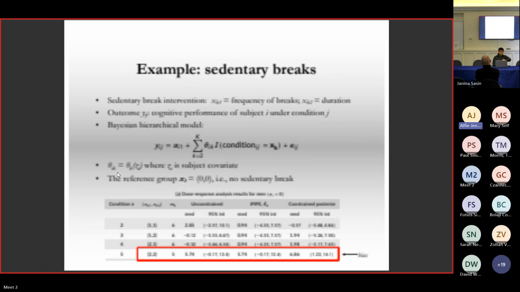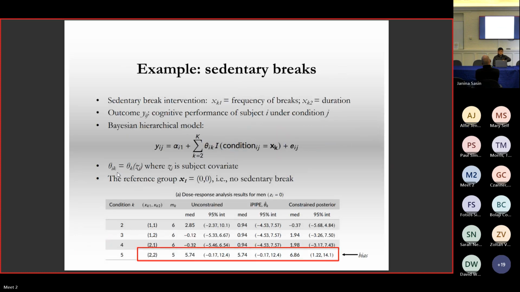And how much time do you have? Do you have time for a third example? Okay, maybe I'll skip this one. If we have time, we'll come back.